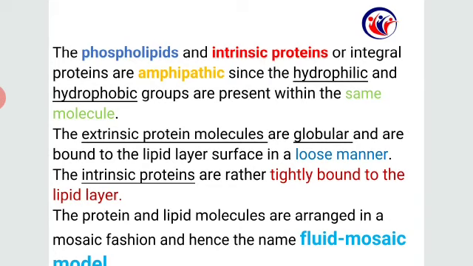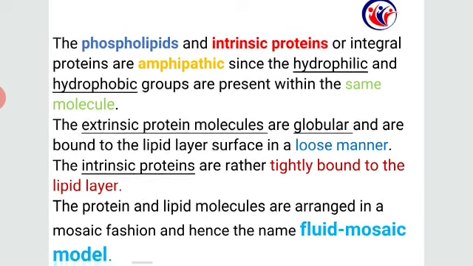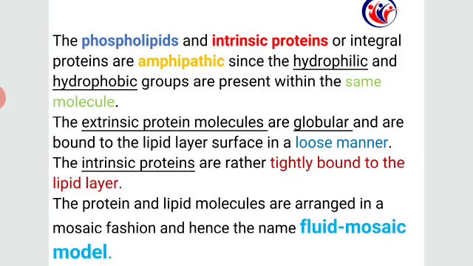Okay, the intrinsic proteins, those that span across, are rather tightly bound to the lipid layer. Tightly bound. So there's a difference in attachment there. Please take note of it. The proteins and lipid molecules are arranged in a mosaic fashion. That means there is no regular way. Mosaic, they are simply inserted.